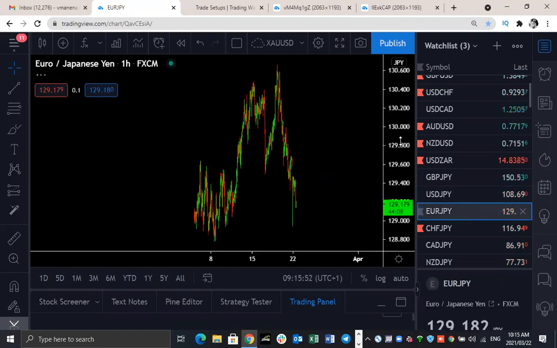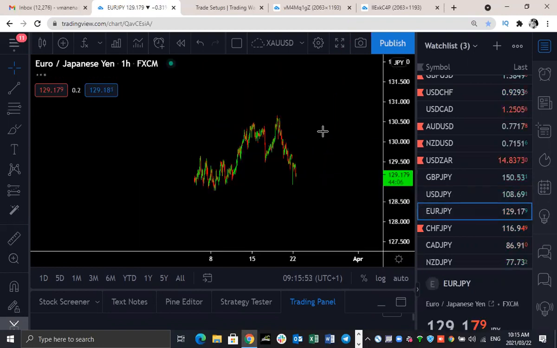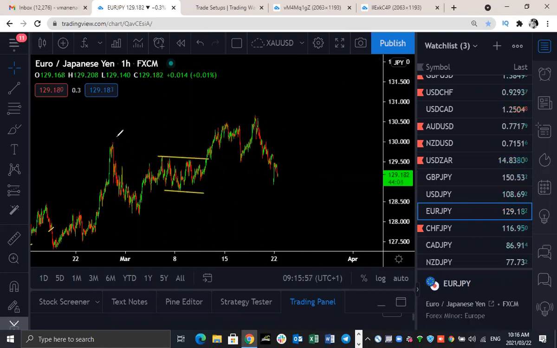Euro yen, we should get a bit of a bounce at these levels here. Is this a running flat? It can qualify to be a running flat, but it looks like we're still going to continue lower and even break this level. That is Euro yen.